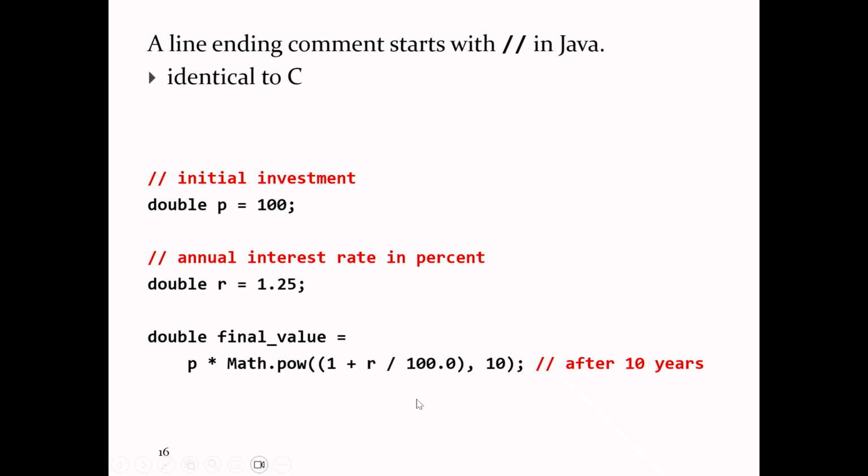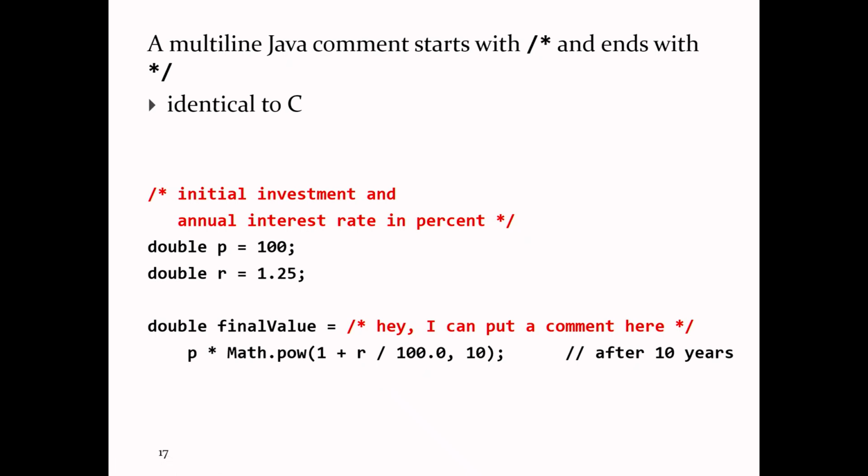All the operators are exactly the same. If you want a multi-line comment, it's exactly the same as in C. /* ends with */. And unlike the line ending comment, you can stick one of these comments in the middle of a line of code and everything's just fine. Exactly the same as in both languages.